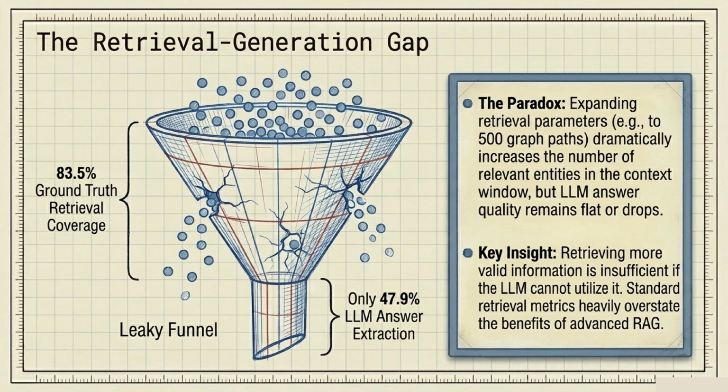The answer reveals a retrieval-generation gap, which acts like a leaky funnel. Even when we achieved an 83.5% ground truth retrieval coverage, the actual LLM answer extraction was only 47.9%. The paradox here is that retrieving more valid information is insufficient if the LLM cannot utilize it. Standard retrieval metrics are heavily overstating the benefits of advanced RAG.